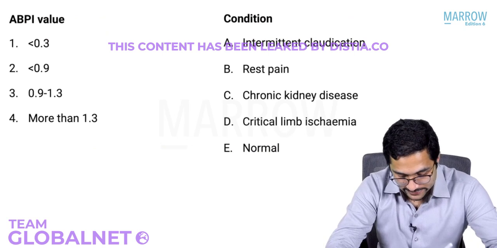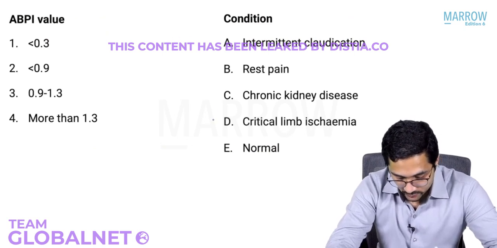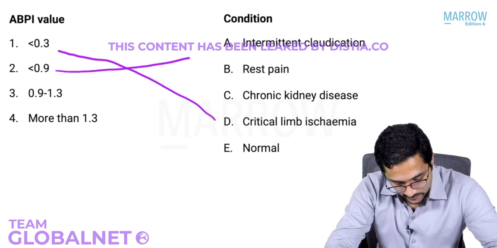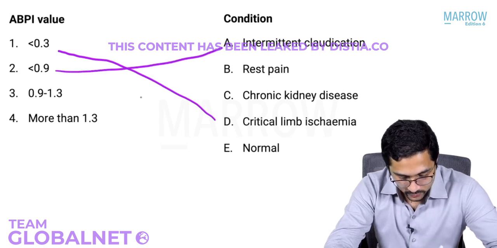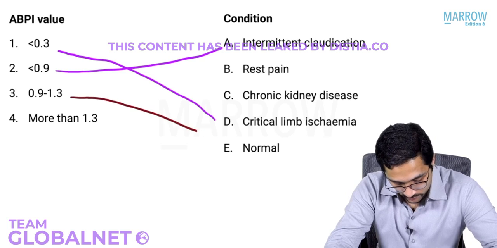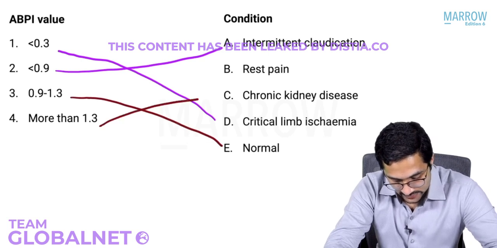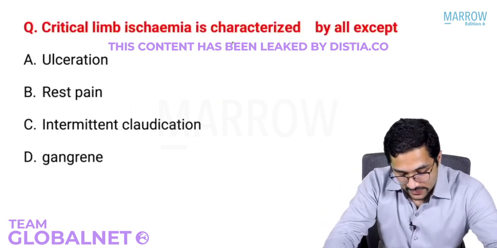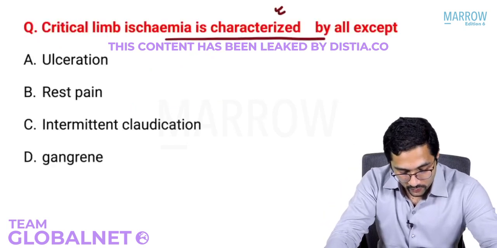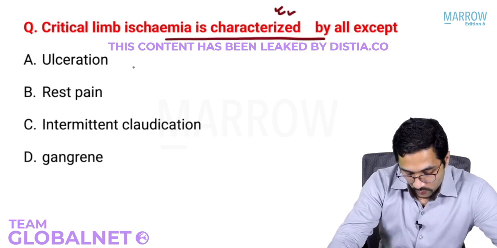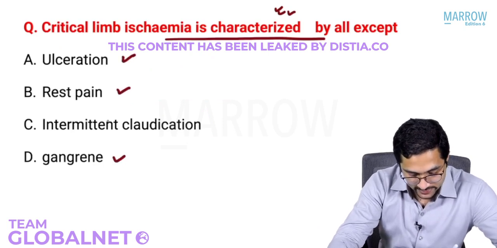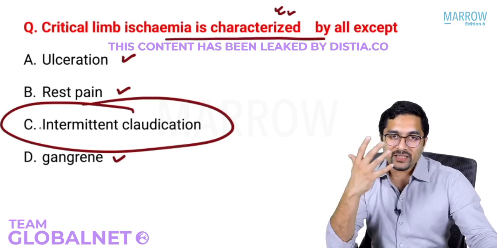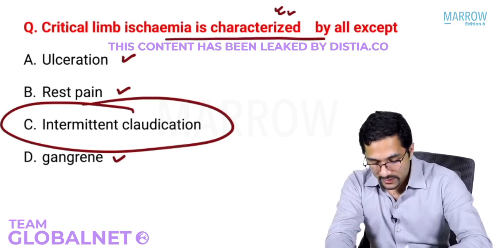We have to match the following. ABPI value less than 0.3 is the value for critical limb ischemia. Less than 0.9 is intermittent claudication. 0.9 to 1.3 is normal, and more than 1.3 is seen in chronic kidney disease or calcified vessels. Critical limb ischemia is characterized by all of the following except: ulceration, rest pain, gangrene, intermittent claudication. No. Critical limb ischemia means already rest pain has started, so no intermittent claudication here.